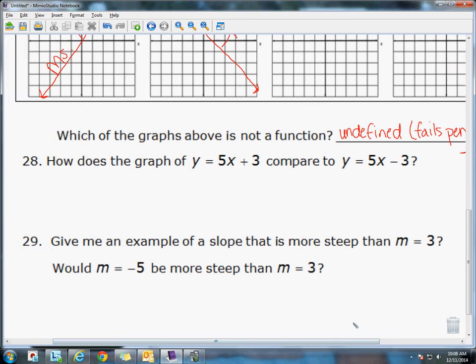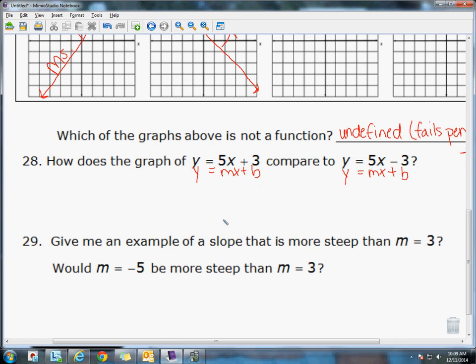Alright, number 28, we only have 2 more. It says, how does a graph of y equals 5x plus 3 compare to y equals 5x minus 3? I'm going to put this y equals mx plus b underneath both of them so we can see what changes. So if you notice, they both say y equals. They both have a slope of 5. They both have the x. The only thing that changes is your y-intercept went from a 3 to a negative 3.